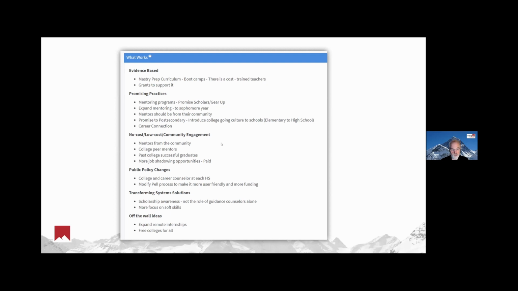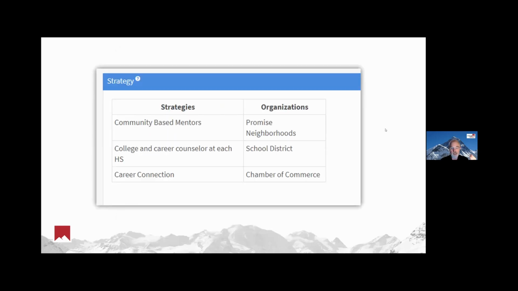Transforming system solutions, scholarship awareness, not the role of guidance counselors alone. More focus on soft skills, off the wall ideas, expand remote internships, and free college for all. Again, that sounds kind of an off the wall idea, but there are ways to begin to do that. And some of that is being discussed. And then they came up with their strategies, community-based mentors, college and career counselors at each school, and career connection. Asked the Chamber of Commerce to get involved more.